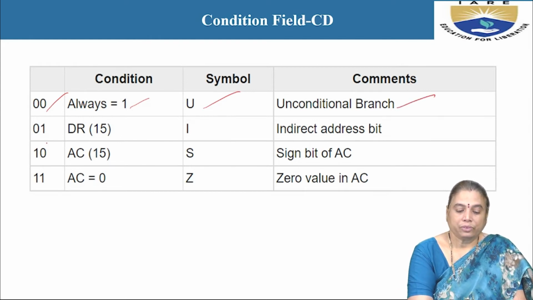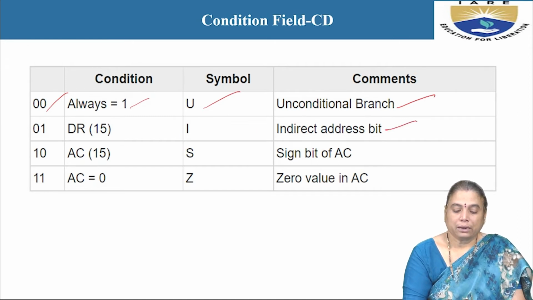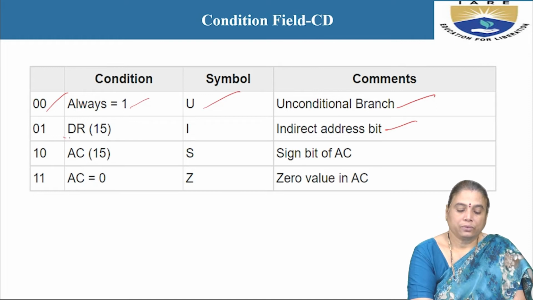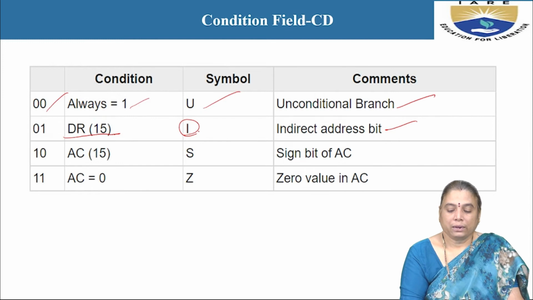When CD is 01, the indirect address bit in the instruction format is checked. The MSB specifies the I value. If the I value is 1, it means it is an indirect address. So here bit 15 of the data register, the I bit, is set to 1 so that it points to the indirect address.